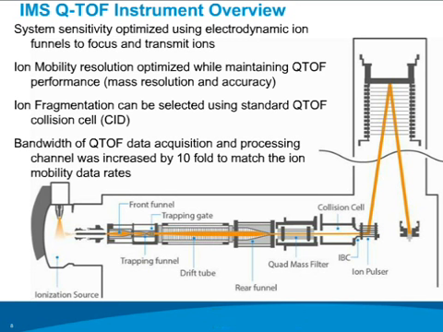And then finally, to maintain the profile of the ion mobility data, we've needed to increase the bandwidth of the data acquisition channel in our instruments, and we've increased this by about a factor of 10 to be able to show the very nice resolution we can obtain with the mobility separation system.